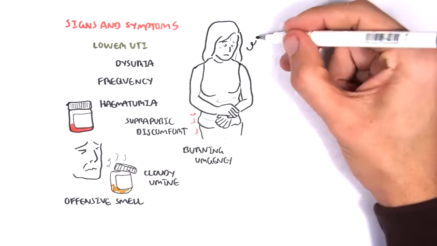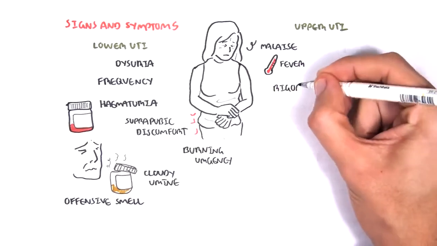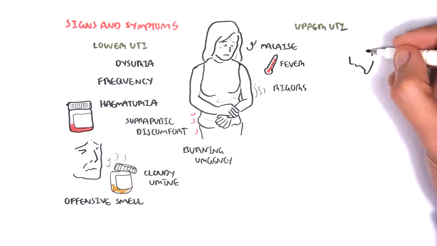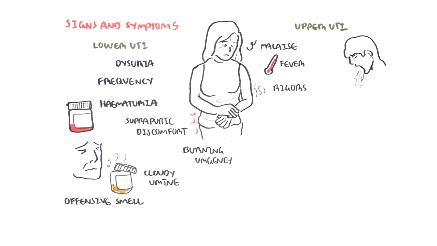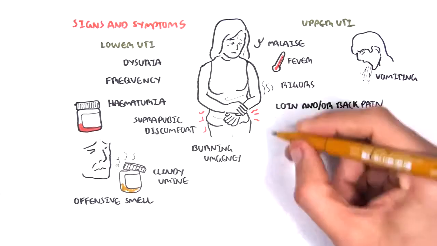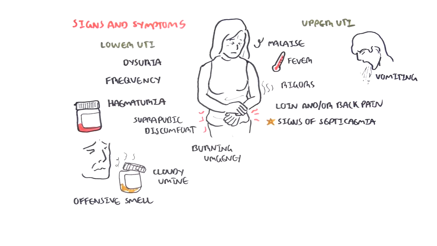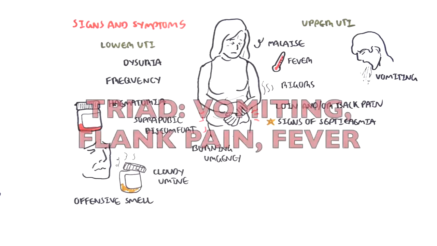Upper urinary tract infections can have the same types of symptoms, but classically, malaise, fever, rigors, vomiting, and loin flank pain radiating to the back. There can be signs of shock if the infection is more severe. The classic triad for upper urinary tract infections or pyelonephritis is vomiting, flank loin pain, and fever.